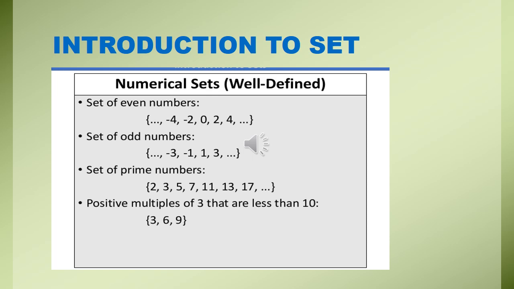Similarly, we can write the positive multiples of 3 that are less than 10. So obviously the first multiple is 3, the next one is 6 and the last one is 9. You have to place all these multiples within a bracket and separate them by commas. So always remember, whenever you want to write a set, you have to write all elements within a bracket and separate them by commas. Clear? Good.